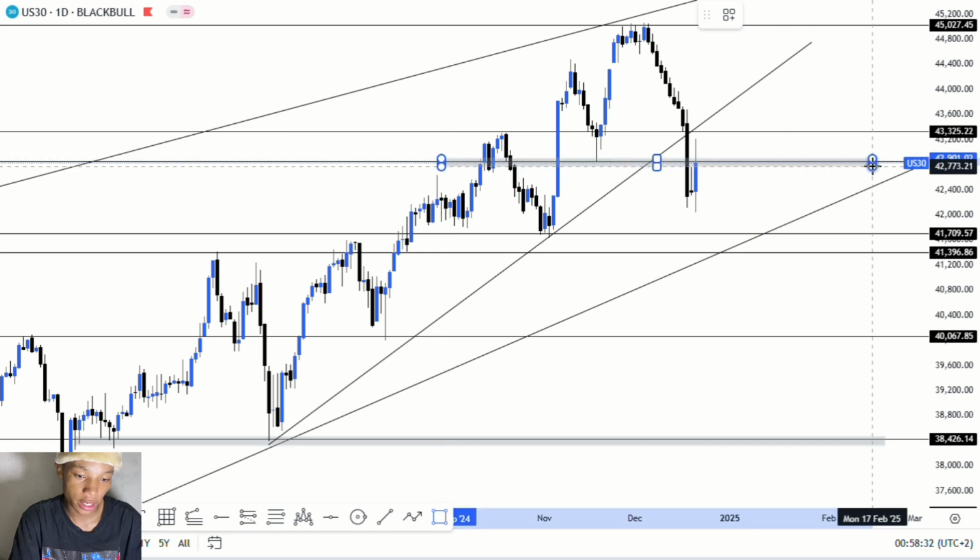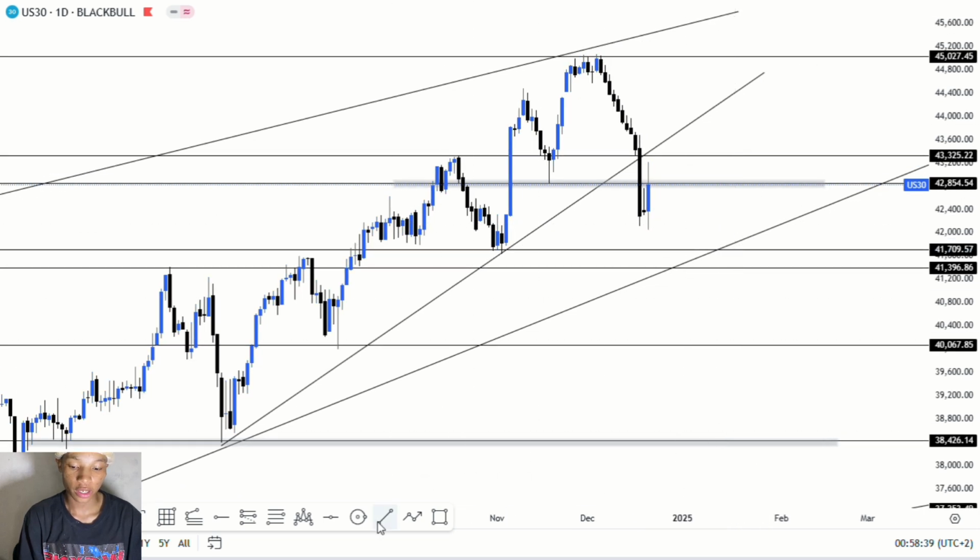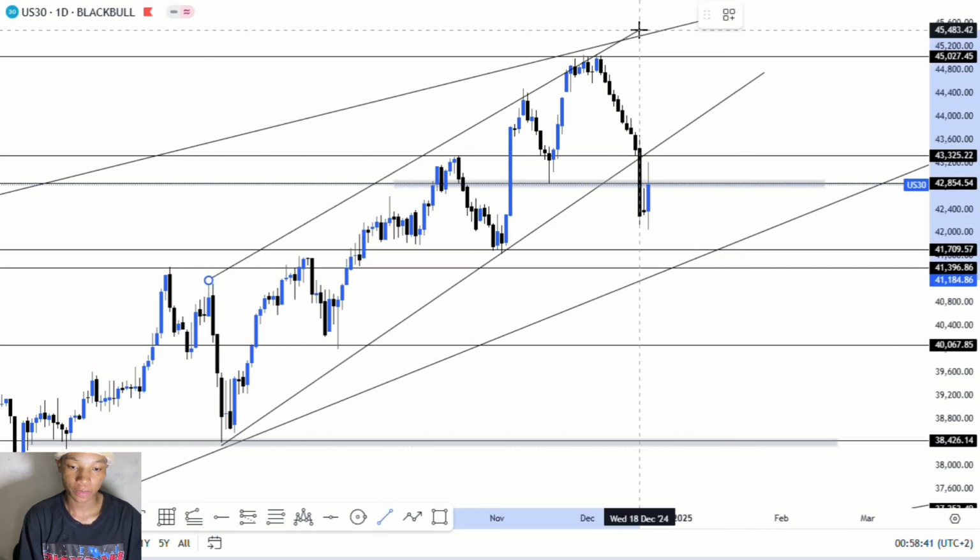So if we're going to be getting a double top on that certain zone, guys, we're actually going to be taking those beautiful sells to the lowest point.